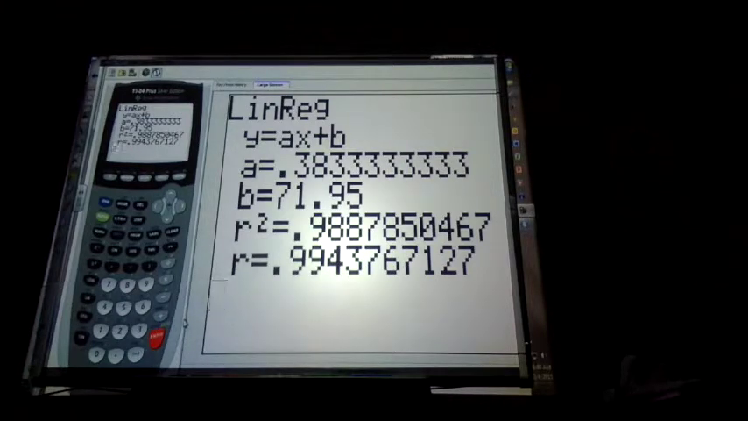Yeah, 99.4. Yeah, 0.994, so it's close to 1. So our data is looking good. So that was one tool we're going to use in order to verify that we have a good line of best fit. R is 0.99, R squared is 0.98887. Our variance is 98.87%. So remember, your variance is your R squared.